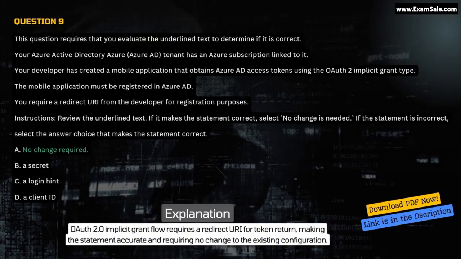Explanation. OAuth 2.0 implicit grant flow requires a redirect URI for token return, making the statement accurate and requiring no change to the existing configuration.